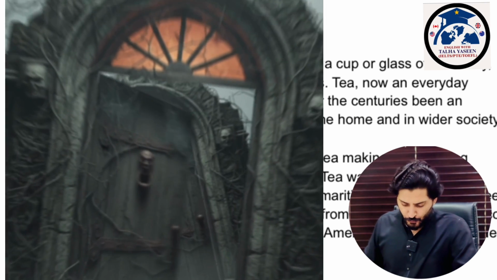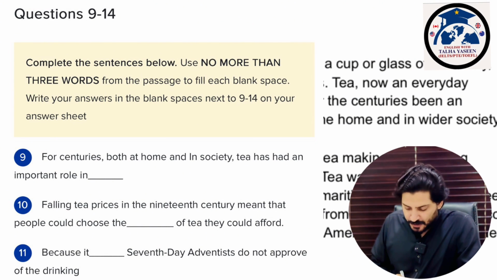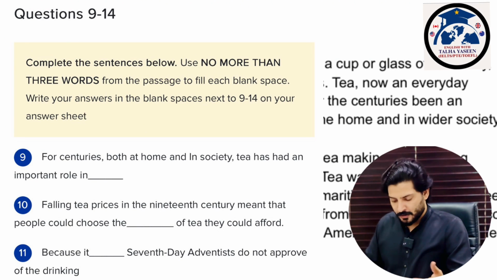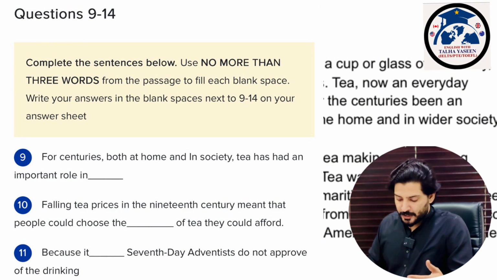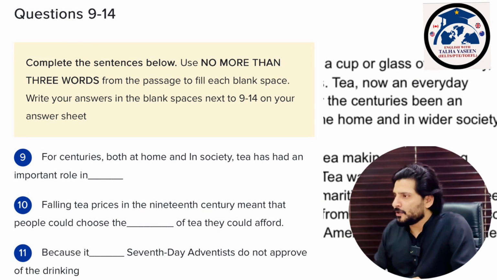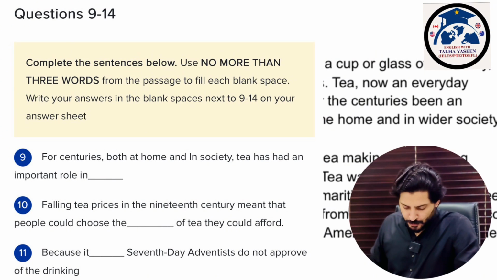Questions 9 to 14. Complete the sentences below. Use no more than 3 words from the passage to complete each blank space. This is very important. Students usually skip the instructions and write more than 3 words, and sometimes only 1 word is allowed and they write more than 1 word. Will these questions be in order or not? Fill in the blanks are always in order. Okay, let's read question 9.